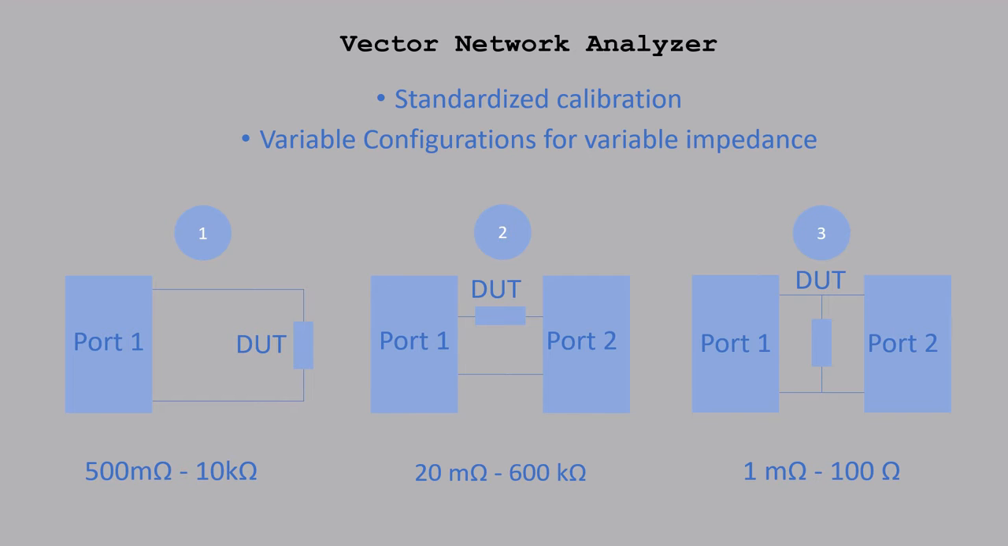There are two advantages. First, we have the standardized calibration procedure to calibrate the error introduced by the cable or by the resistance change. Second, we have various configurations as listed below. If the resistance is large, we can choose the second configuration. If the resistance is small, we can choose the third configuration.